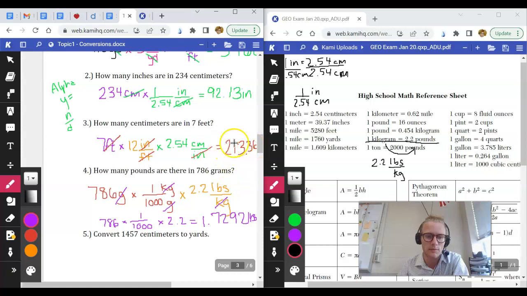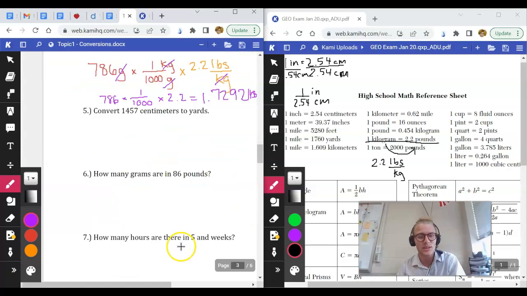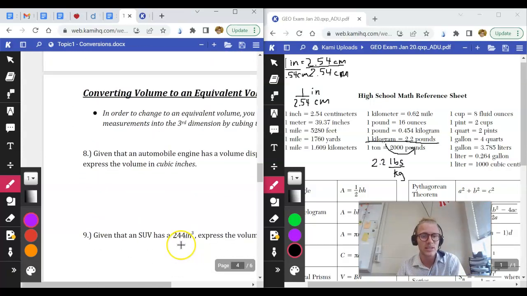Yes, and I forgot to put my centimeters up here. Still, so right from the get-go, you gotta get yourself to write your units down. Remember to get these units to divide. Look at what you have. Think about the pathway forwards to what you need. And yeah, that's pretty much that. We're just practicing converting.